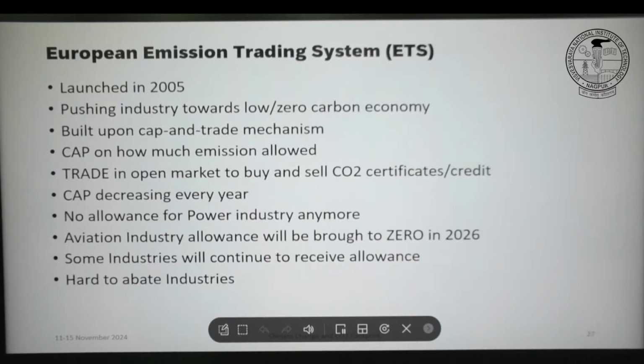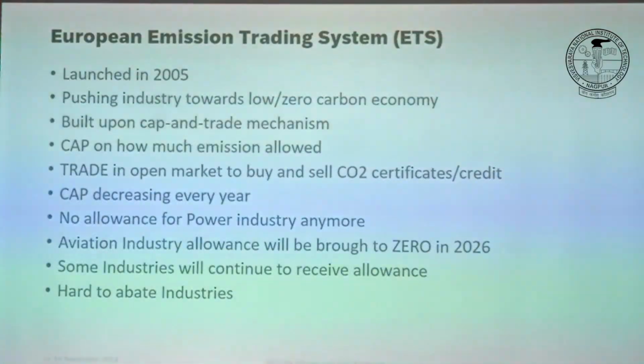So there were many, and still are many, such schemes. The European Commission came up with the European ETS. It was launched in 2005, as we already discussed, to push industry from low to zero carbon. It is built upon the cap and trade mechanism. What it means is, I tell somebody you're allowed to emit only X tons of CO2.